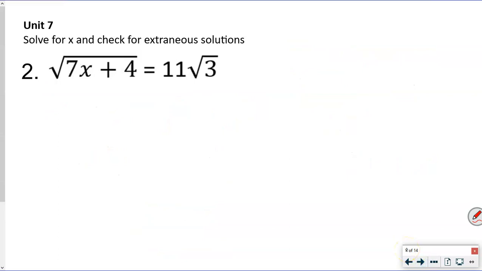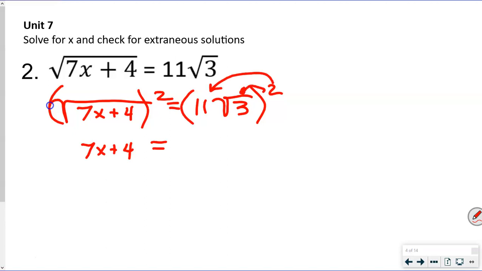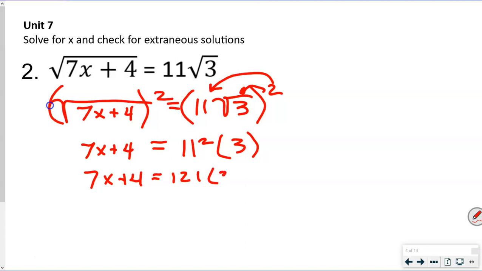So then our next one, same thing, going to rewrite the problem. 7x plus 4 is equal to 11 square root of 3. Going to square both sides because that's how I get rid of a square root. So that leaves me 7x plus 4 over here. And remember, we're going to apply that square to both of these terms. So I'm going to have 11 squared times 3. Remember, when we square a square root, it gets rid of the square root. So I'm going to keep simplifying over here. So that 7x plus 4 is equal to 121 times 3. 7x plus 4 is equal to 363.